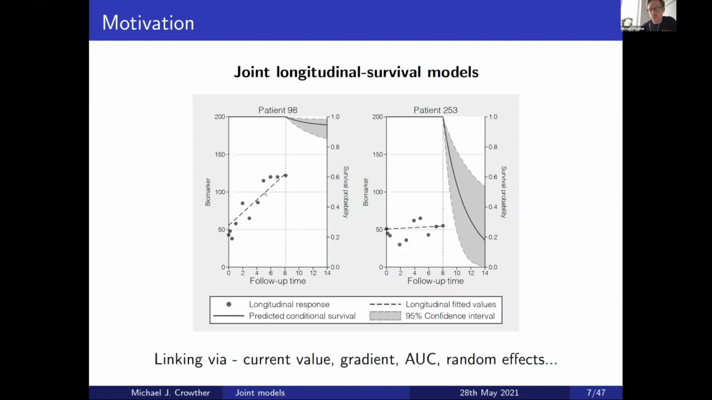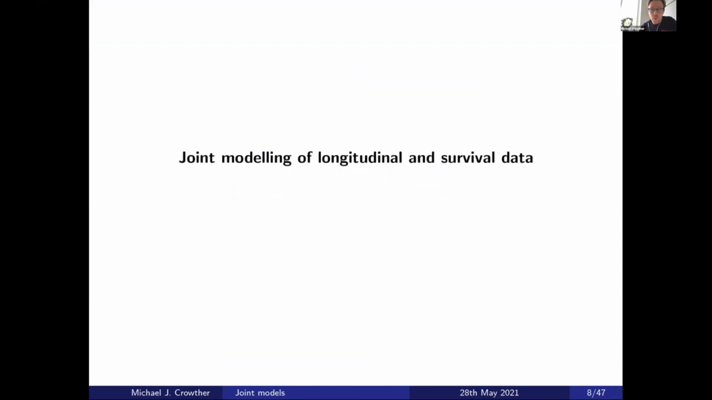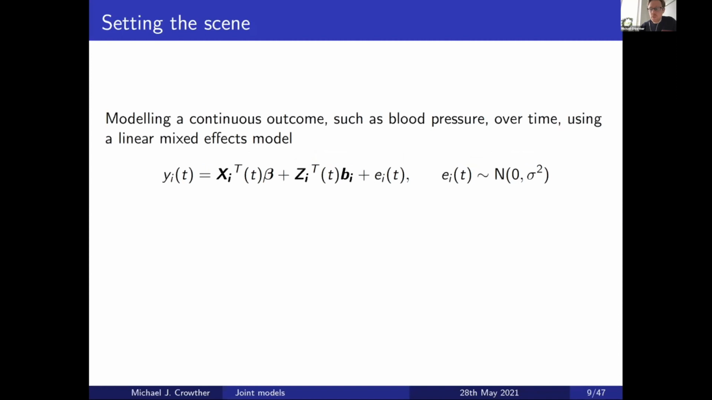There are lots of different ways we can link elements of our longitudinal process. So at a point in time, we can link based on the estimated current value of my biomarker, how it's changing, the rate of change, whether it's going up or down, where we started. We can still link things like the baseline, et cetera, all to link these two processes to create what's known as a dynamic prediction framework. So joint modeling of longitudinal and survival.